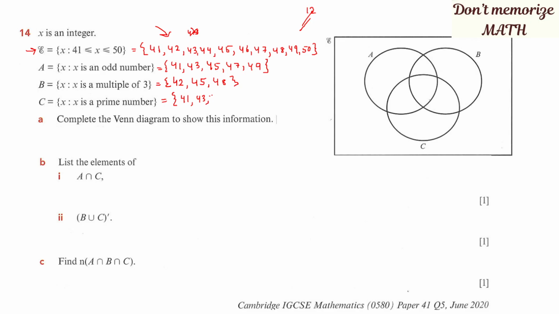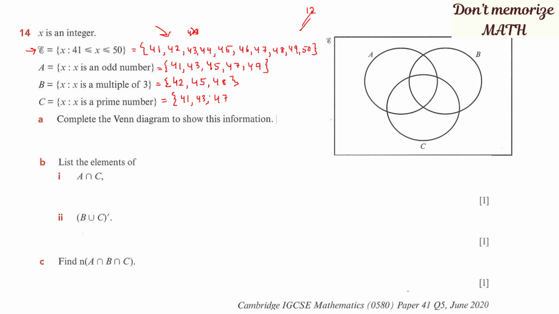Okay, so what about 46? 41, 43. What about 46? 46 is an even number, so you cannot choose. 47, yes, 47 you can take. What about 48? 48 is an even number, you cannot take.